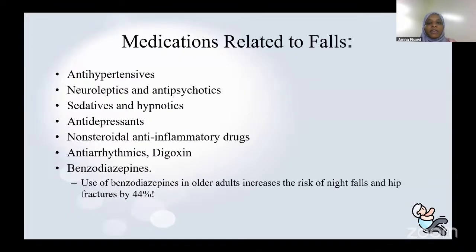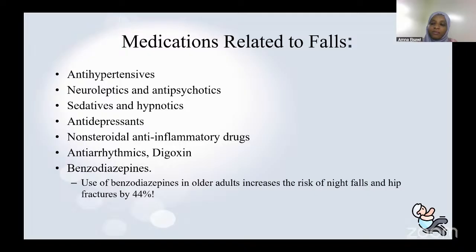So again, as a part of the risk factors, I'll briefly talk about some medications that are related to falls as well. Those include antihypertensives, because they could lead to the development of low blood pressure, orthostasis, neuroleptics and antipsychotic medication, also sedatives and hypnotics, because in older adults, their response time is generally decreased.